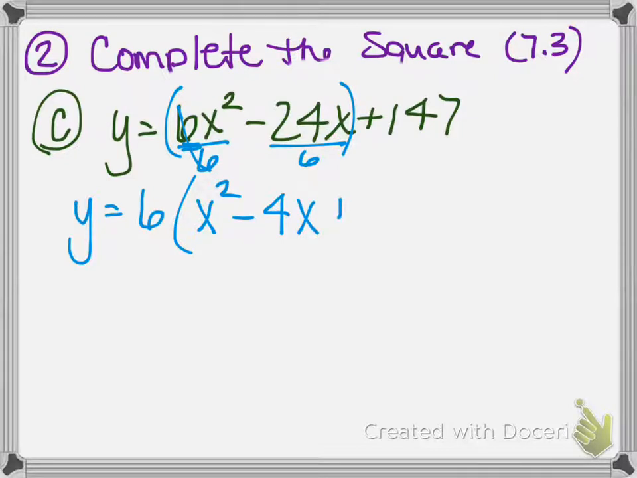Remember, in here I'm going to have to add something to complete my square. I'm going to have to subtract that same thing, but when I subtract whatever that number is that goes in here, I have to multiply it by 6. And then I'll add the 147.